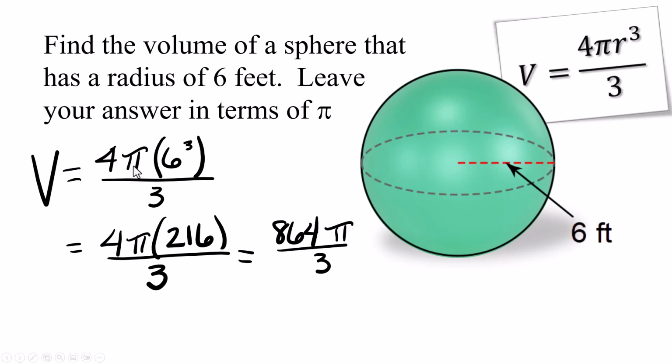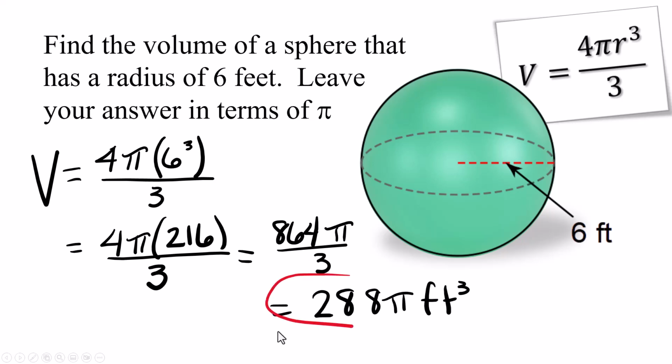Notice that I have not multiplied the pi through. I'm just carrying it along like it was a variable. That's what it means to be in terms of pi. Now let's see, 864 divided by 3 is 288, so it's 288 pi cubic feet. Remember, your exponent on your unit is going to be 3 because a sphere is a three-dimensional figure.